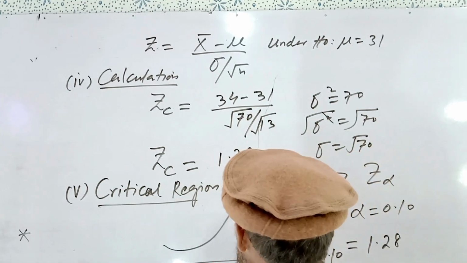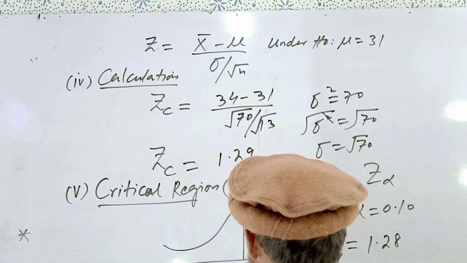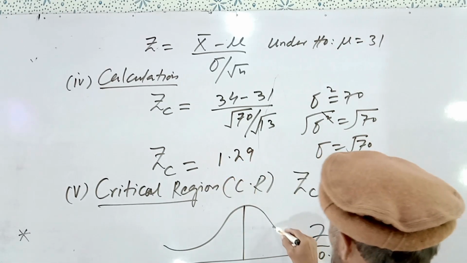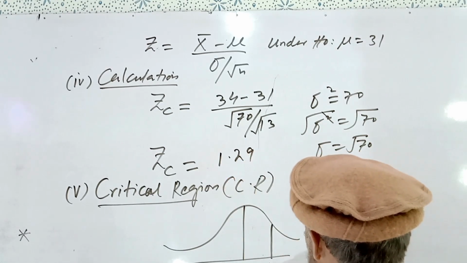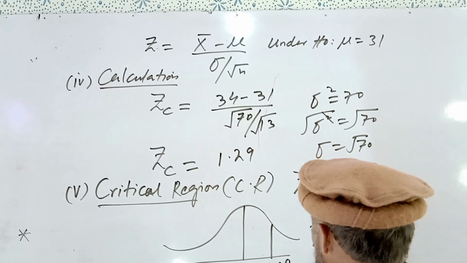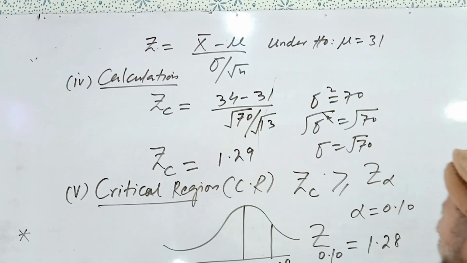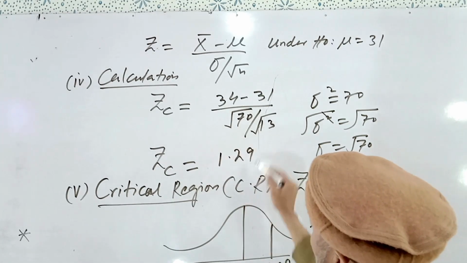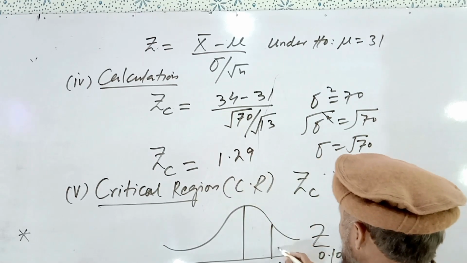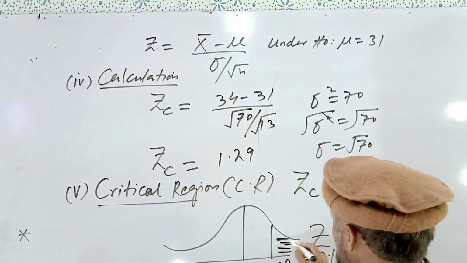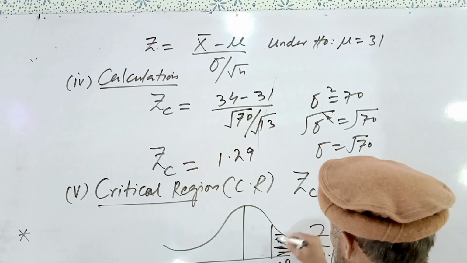Now if we check, the critical region is 1.28, that is Z alpha. Zc greater than or equal to Z alpha, that is the right side. So Zc falls in the rejection region.